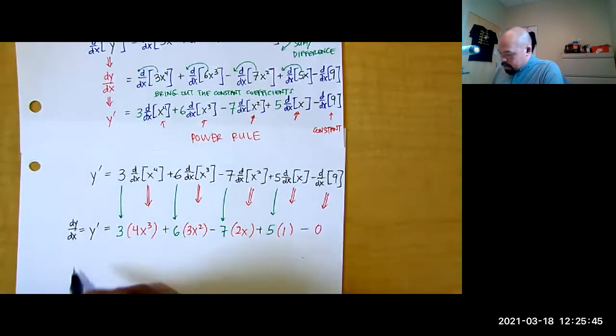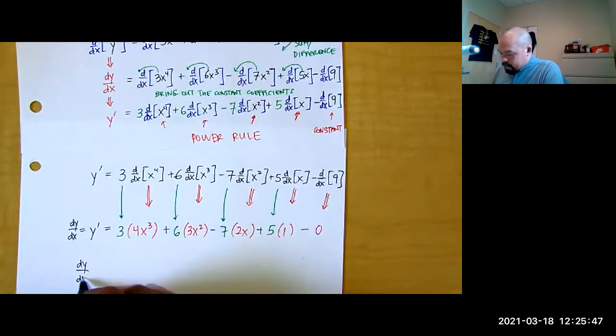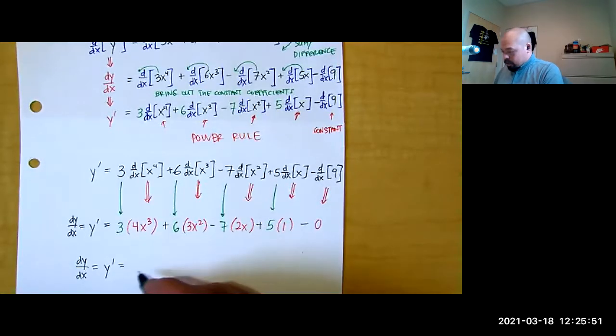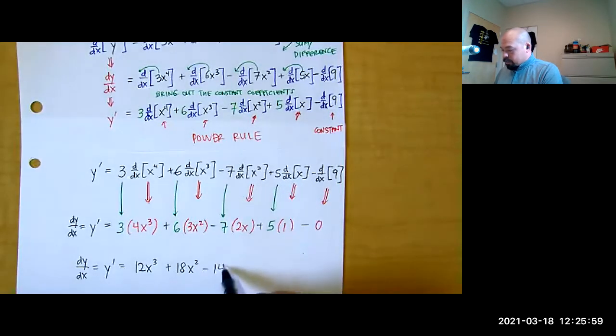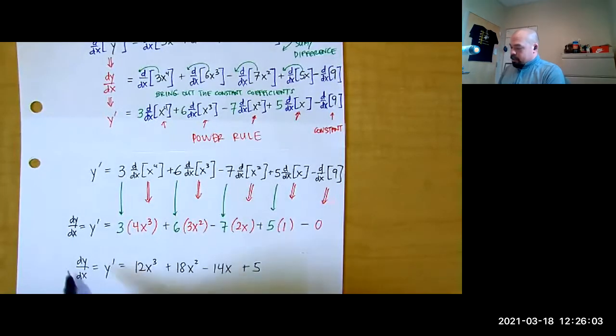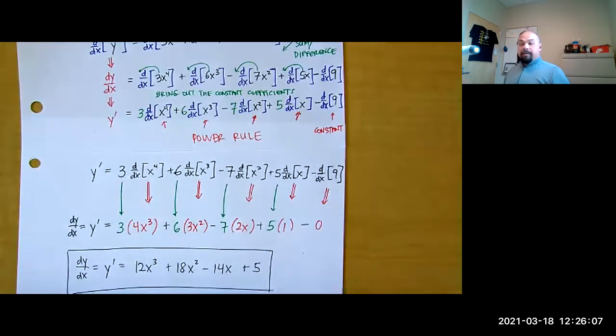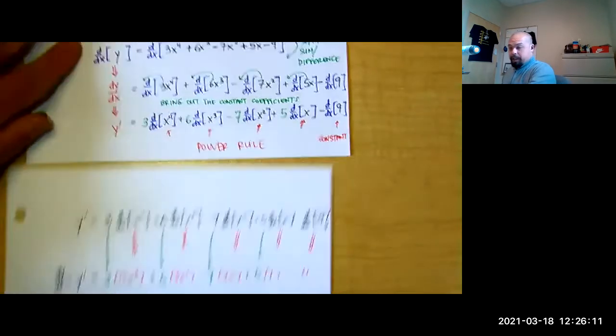multiplying out our dy/dx, our y prime, 3 times 4 is 12x cubed, 6 times 3 plus 18x squared, minus 7 times 2, minus 14x to the first, plus 5 minus that 0. So there's our derivative of that original polynomial function.